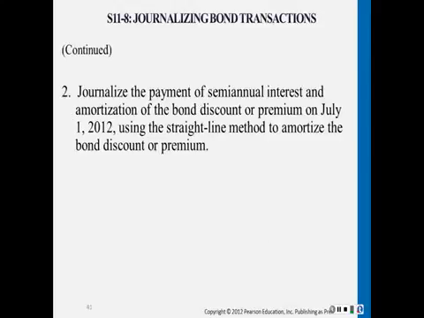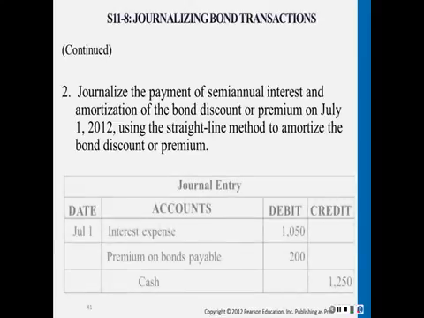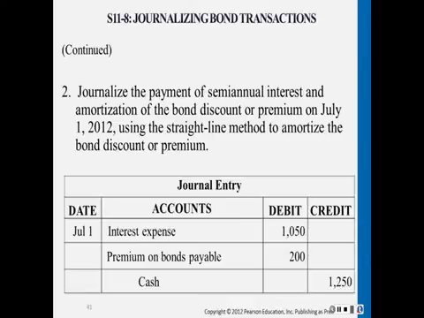Journalize the payment of semi-annual interest and amortization of the bond discount or premium on July 1st, using the straight line method to amortize the bond discount or premium. Interest expense is $1,050. Premium on bonds payable is a debit of $2,000, and cash is a credit of $1,250.